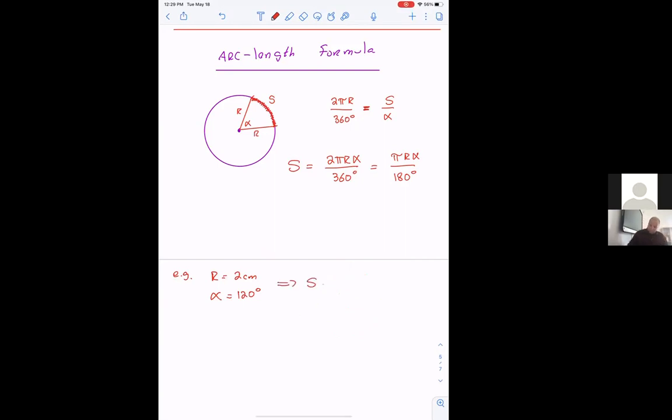So what is the arc length? Well, let's go right to the formula. Pi times 2 centimeters times the angle, which is 120 degrees, divided by 180 degrees. The degrees cancel so that we're left with units of centimeters. And we have pi times 2 times 120 divided by 180. And we get, to 3 significant figures, 4.19 centimeters.